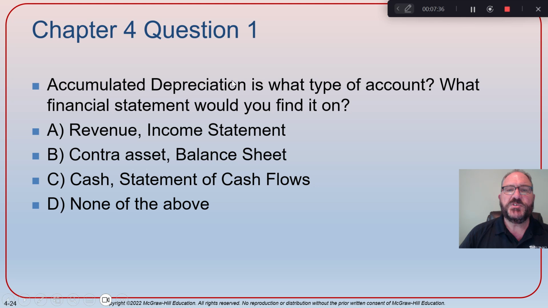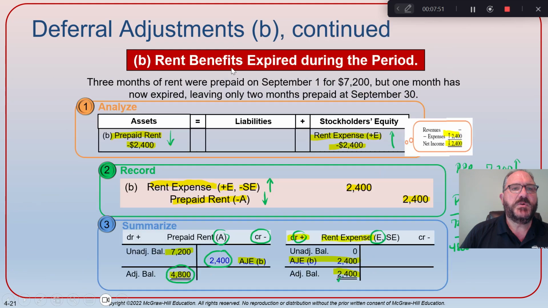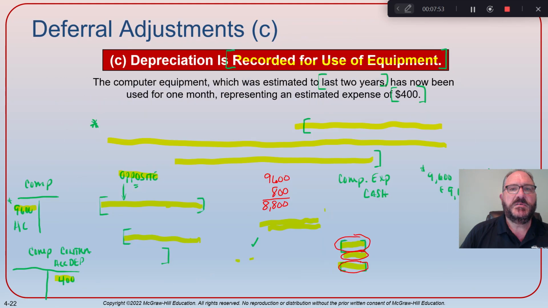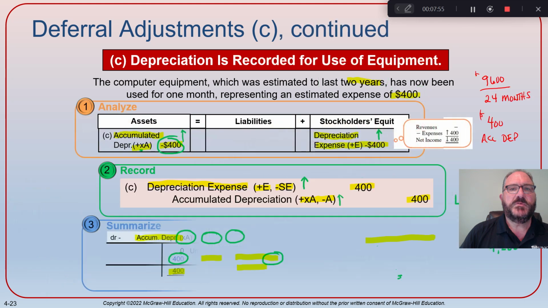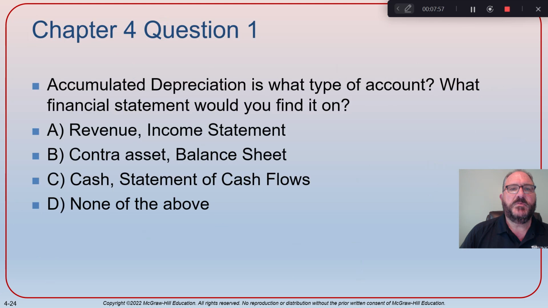Accumulated depreciation is what type of account? We just mentioned it. What financial statement would you find it on? What's it related to? Accumulated depreciation. What type of account is it? And where would you find it? By the way, that's not question number 1. That should be question number 6. Got to get these questions numbering right.